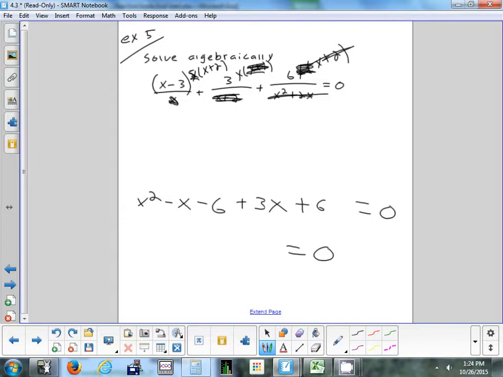So now what we can do is minus 6 plus 6. That cancels out. So now I just get x squared plus 2x. Now we're good. Because the constant canceled out, we don't need to use the quadratic formula. What can I factor out of the left-hand side? X. And what does that leave me with?